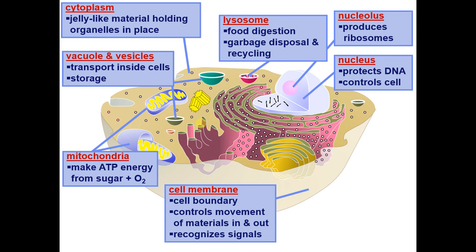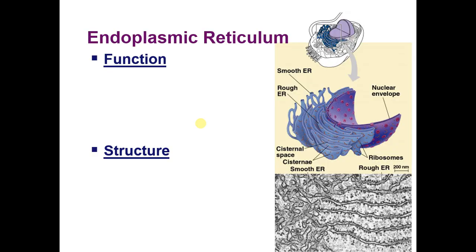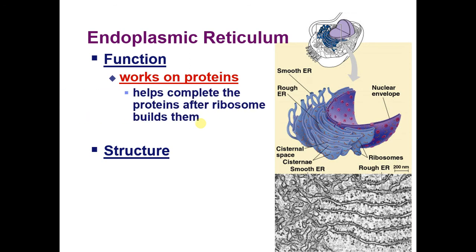So back to our cell picture. All these red little dots in the cytoplasm and on the ER, those are the ribosomes. Remember, ribosomes are found in prokaryotes too, just different types, but they are found in prokaryotes as well. And then we have the endoplasmic reticulum. This works on proteins and helps to complete the proteins after they're built and ship them out of the cell.